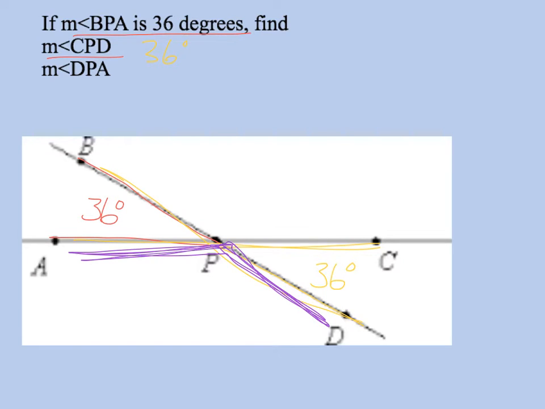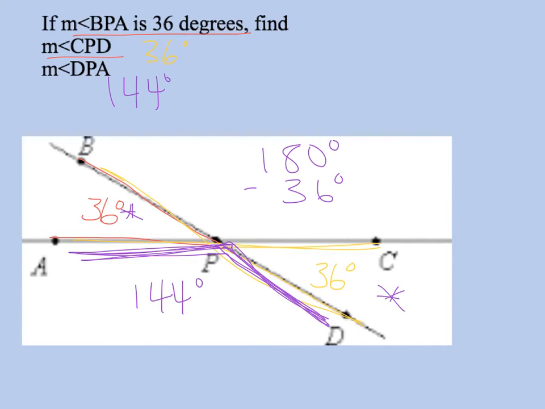DPA is supplementary. It makes a line with both of these angles. So this needs to be 180 degrees minus 36 degrees. So the answer is 144 degrees for DPA. Make sure you always put degree symbols in as well, or you can write out degrees.